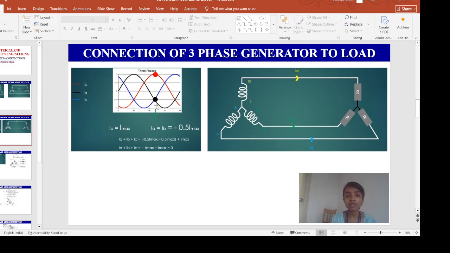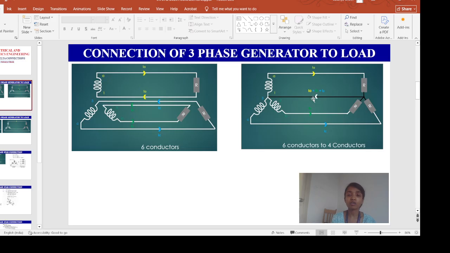Let's say I'm considering this instant, 240 degrees. At this 240 degree instant, the red color waveform is at its maximum, it is 1, and the blue and black color waveforms are at minus 0.5. So if we add 1 minus 0.5 minus 0.5, we ultimately get 0. Similarly, if we take any instant of time and sum all these three currents that are 120 degrees out of phase with each other through this common return path, we will get 0.